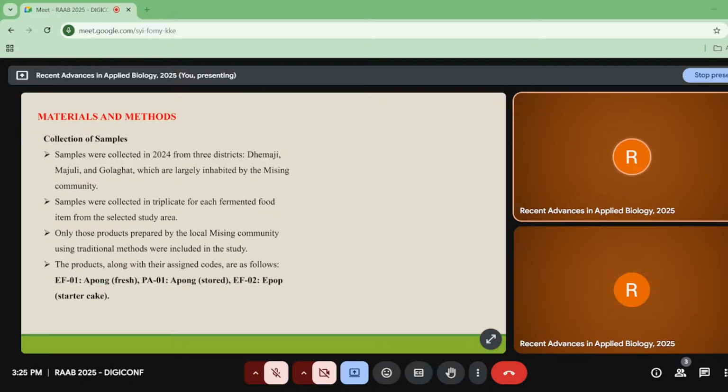We have given the code EF1 for the fresh rice beer, which we call the has pani, or lau pani. And the PA1 we coded as the stored one. If we store it for 1 year, then what will happen?